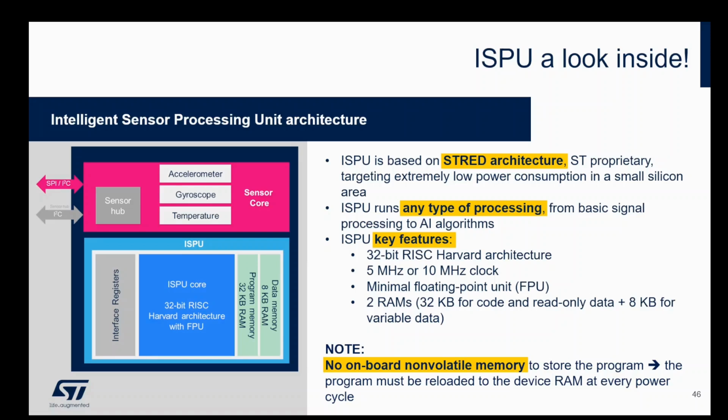It has a 32-bit RISC Harvard architecture. But it has 2 clock settings, 5 megahertz or 10 megahertz. Has an FPU, has 2 RAMs. So as you can see, this is the constraint. How can you achieve good power efficiency? You're constrained by how much memory you have, how much you can operate on. So 2 RAMs: 32 kilobytes for code and read-only data, and 8 kilobytes for variable data. And it does not have an NVM. So each time you initialize the sensor, you have to, again, download your code into the sensor.